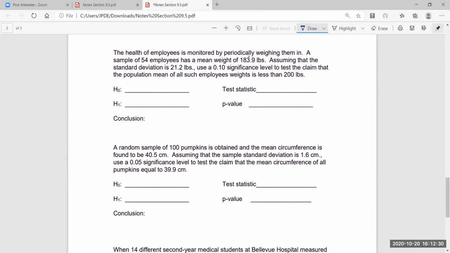Next one. This problem always makes me laugh. The health of employees is monitored by periodically weighing them in. Wouldn't that be fun?